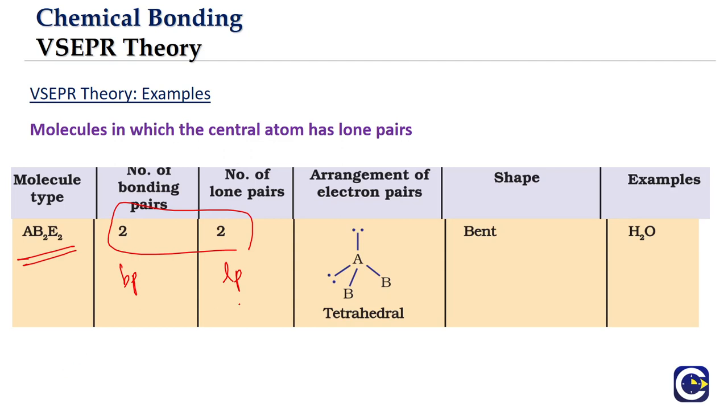Now if you look at the arrangement, same 4 valence electron pairs means what is the arrangement? Tetrahedral. But in this, 2 of the corners are taken by the lone pairs. So we will not be able to see them. What you will be able to see is only the positions of the nuclei, which means you will see A, you will see a B, you will see another B. So what is the shape? It is the bent shape.